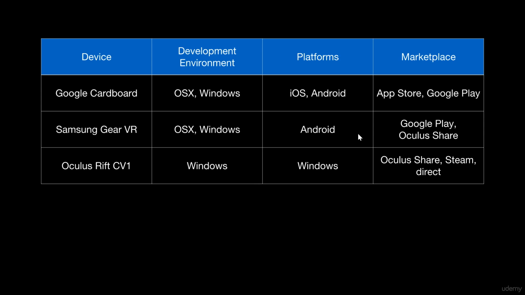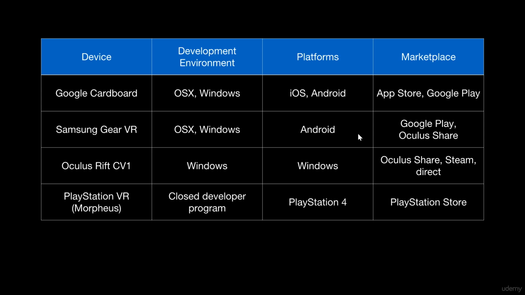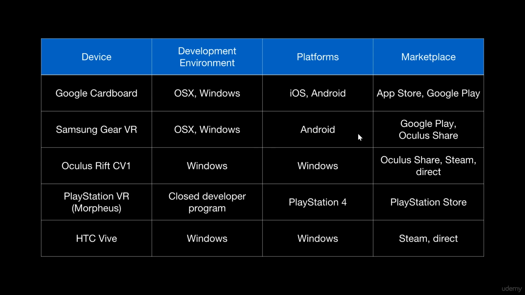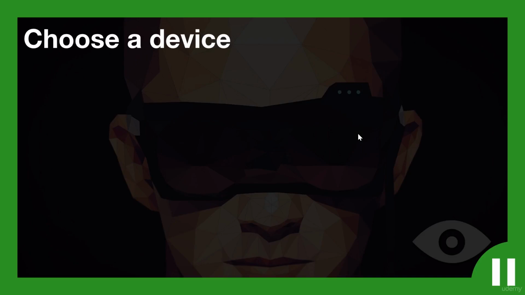The Oculus Rift, again, is Windows development only now, and the platform is Windows only. So you can distribute this on Steam or Oculus Share, as you would with most games. So the PlayStation VR is a closed developer program. You need to sign up. Your platform is obviously only the PlayStation 4 and it's only distributed through the PlayStation Store. The HTC Vive, again, very much like the Oculus Rift, is Windows and Windows, except this time it's distributed through Steam because Steam is HTC's partner in all of this crime.